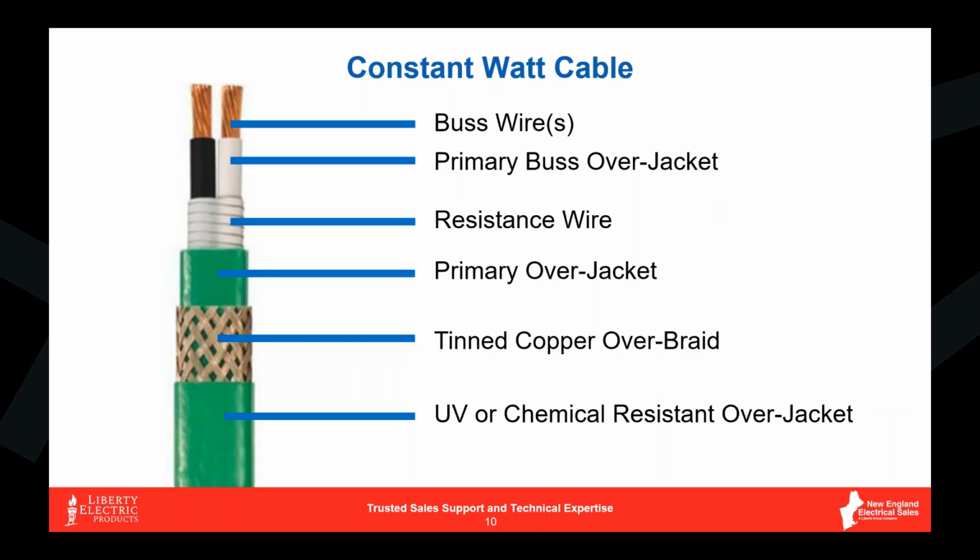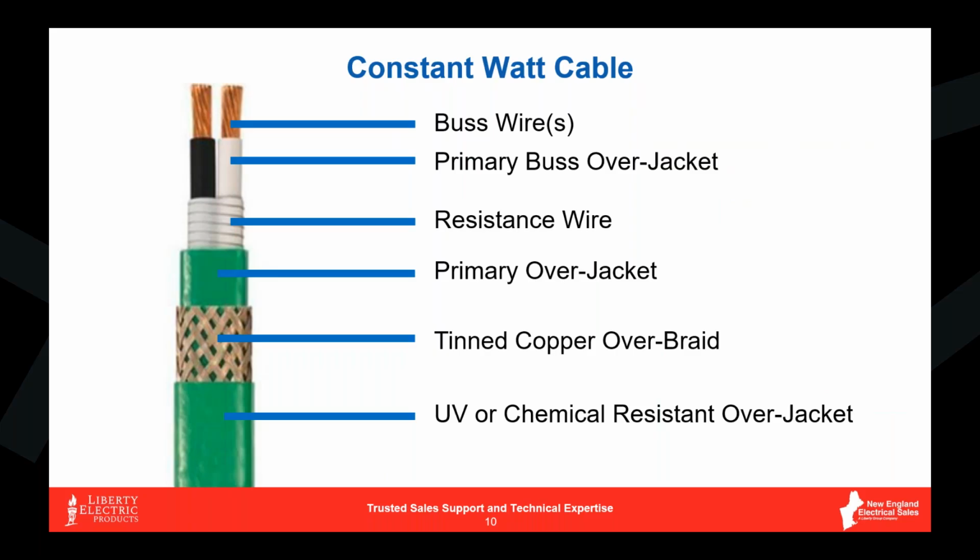So when we look at the anatomy of the constant wattage cable, again, very simple, what you see is what you get. Now, the one thing I will point out is that the resistance wire is spiral wound around the 2 bus wires. That's the easy way to tell if the jacketing was worn off of the cable, and again, this is not something that's exact. I'm not professing that I can look at a stripped cable and tell you, oh yeah, that's a 12 watt a foot cable.